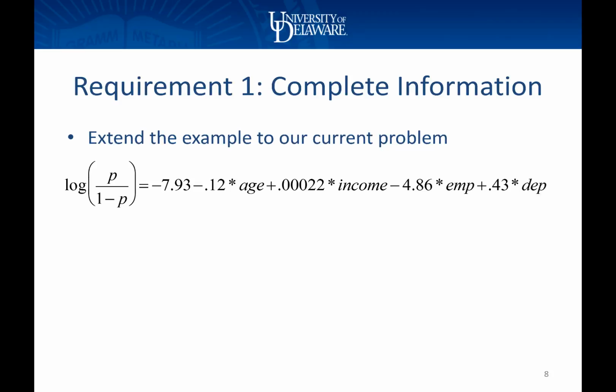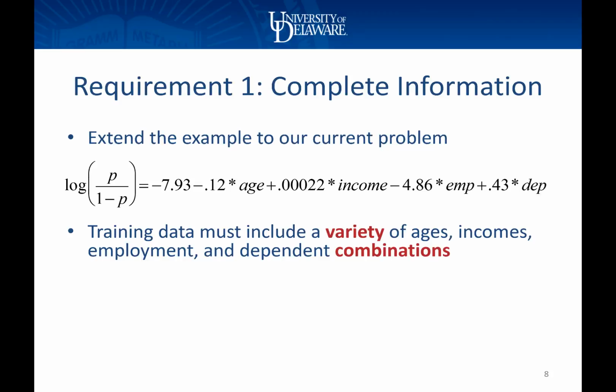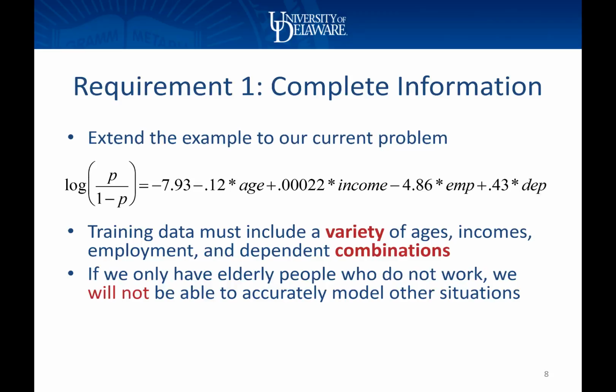I need to make sure that I am accurately representing the population I'm studying by including lots of different kinds of measurements. So the training data for the model must include a variety of ages, incomes, employment, and dependence combinations. If, for example, I only have elderly people who do not work, then I won't accurately be able to predict any other type of situation. So I have to make sure that I'm randomly sampling the population when I collect the data so that I don't have any biases in my sample, like only having elderly people who do not work.